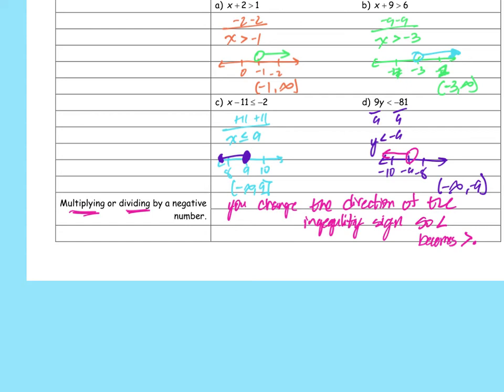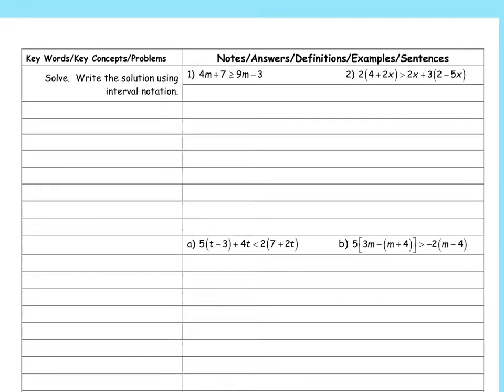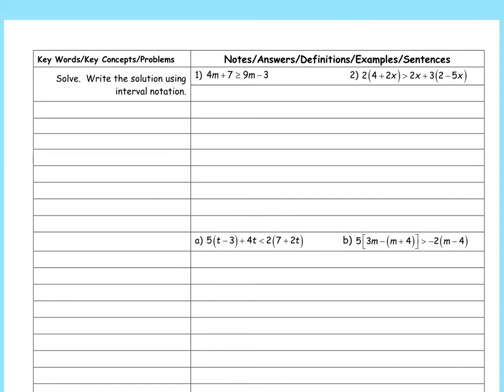Okay, so let's go practice now. And some of these we'll get some negative numbers and some of them we won't. But just in case we do, we'll flip the sign. Now the directions here just say solve and then write using interval notation. So I don't actually have to graph this one unless you need it to help you write that domain. Then you could just sketch a quick graph if you need to.